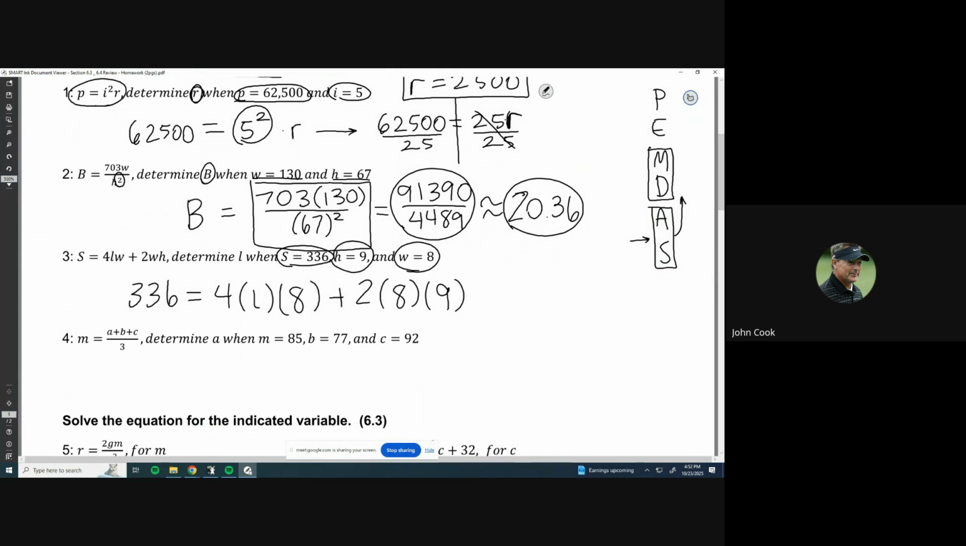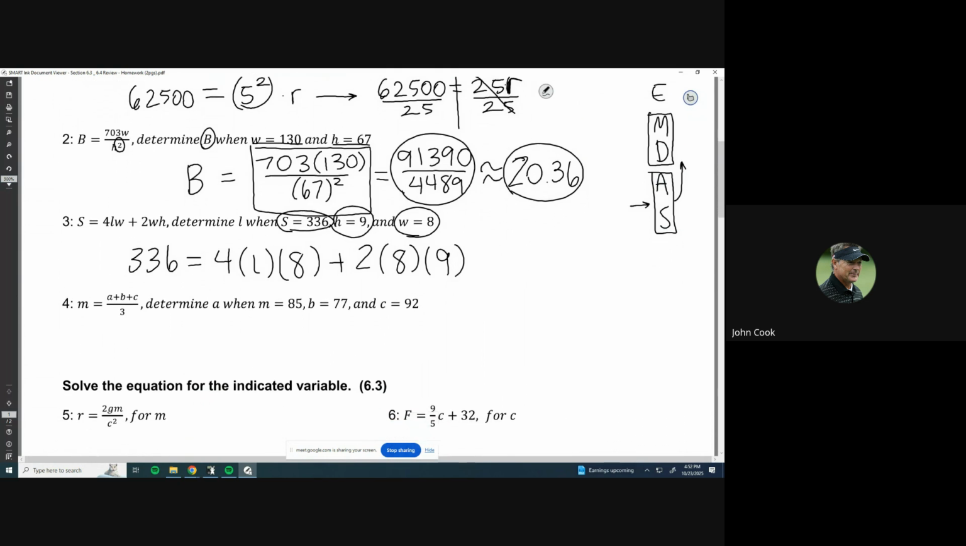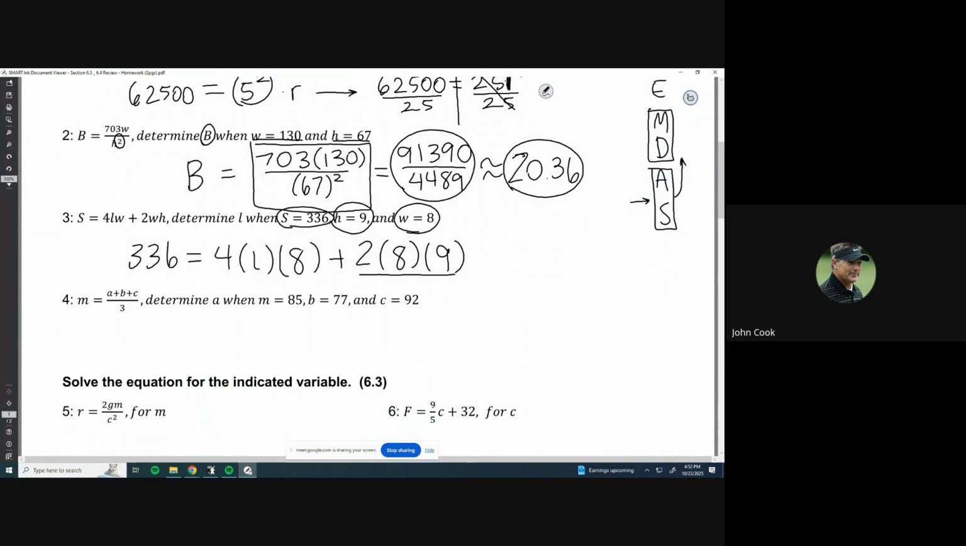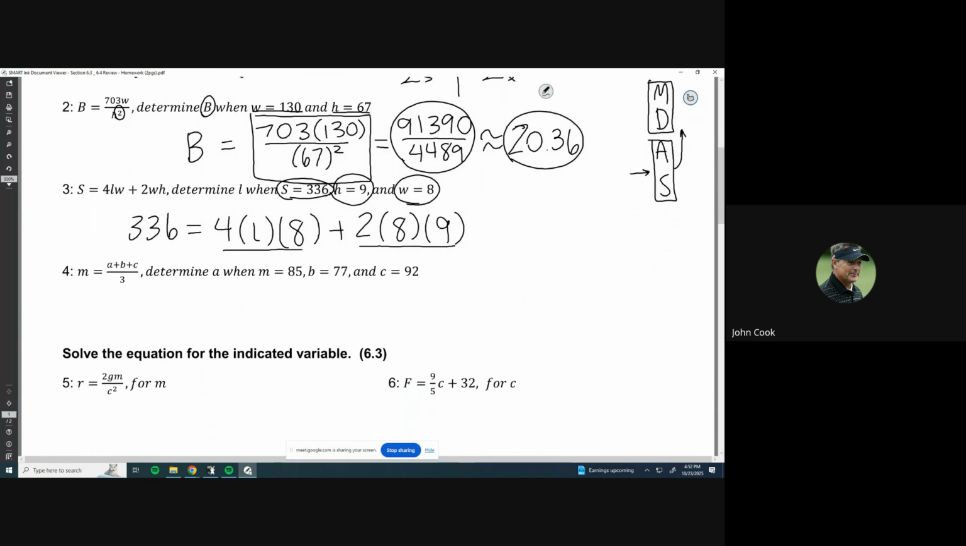Okay, so I've got to solve for the L value in here. And to do that, I've got to do some computation. I've got to figure out what this number is over here. And on top of that, I've got this 4 times L times 8.